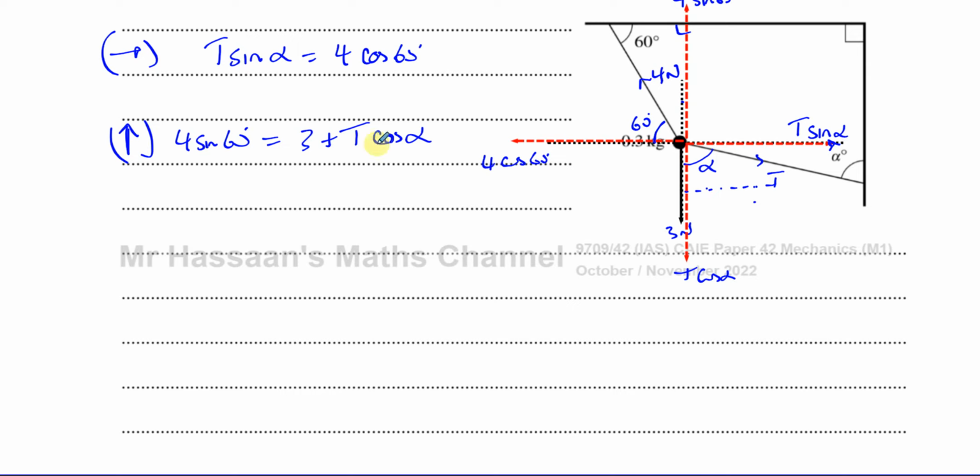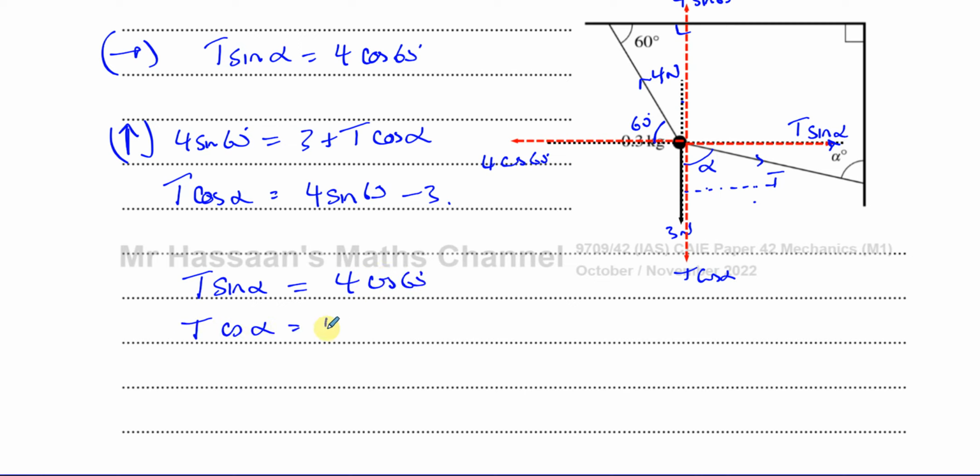So what I'm going to do first is take this equation here. I'm going to write this as T cosine alpha equals 4 sine 60 minus 3. So I've got these two equations: T sine alpha equals 4 cosine 60, and T cosine alpha equals 4 sine 60 minus 3. Okay, now how can I solve these two equations simultaneously?